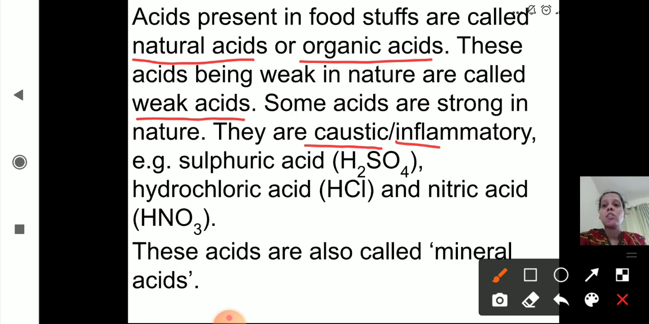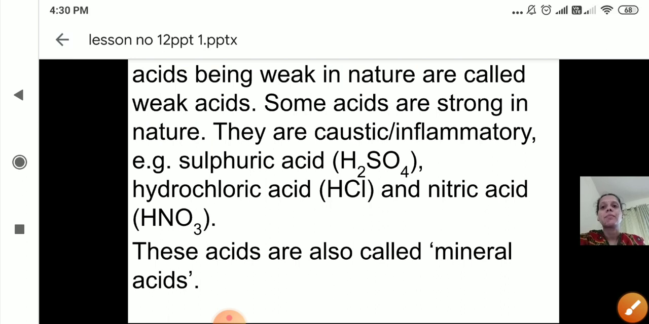These acids are also called mineral acids. So which acids are called mineral acids? Those which are strong in nature, like sulfuric acid H2SO4, hydrochloric acid HCl, and nitric acid HNO3. So till now we have seen the introduction of acids and natural or organic acids, and the second type, mineral acids or strong acids.